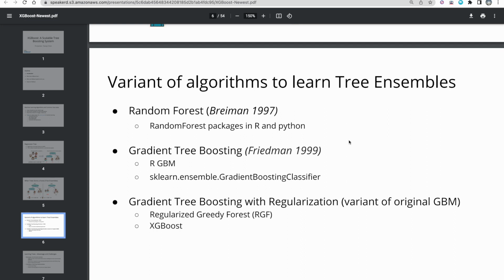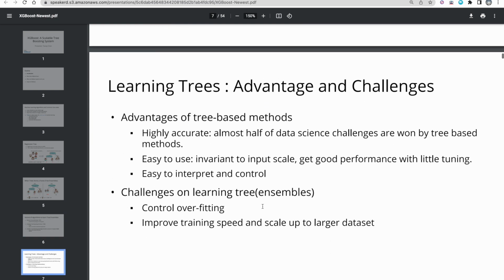It is built on top of gradient tree boosting, which is why he has given the references. Random forest was proposed by Breiman in 1997, gradient tree boosting came in 1999, and then in 2015 or 16, gradient tree boosting with regularization. So if you notice, XGBoost is already built in with regularization.